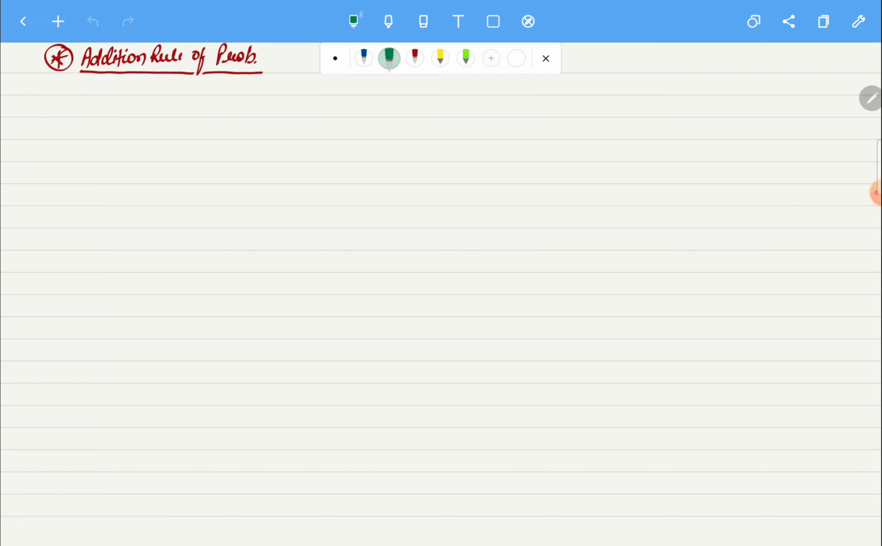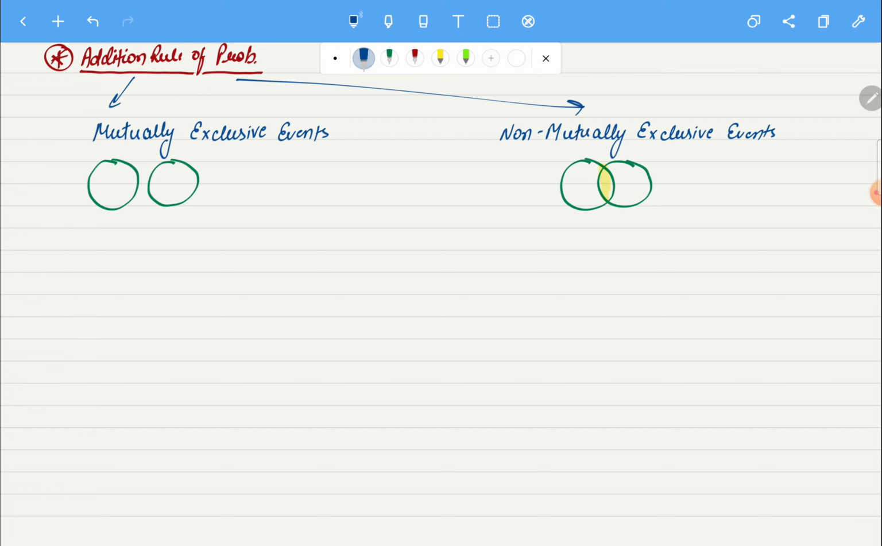To understand the addition rule of probability, we need to first understand what mutually exclusive events and non-mutually exclusive events are. Here on the left hand side you can see there are two events and they don't have anything in common. So these are called mutually exclusive events. And on the right hand side you can see that there are two events and they have some intersection, so these are called non-mutually exclusive events.